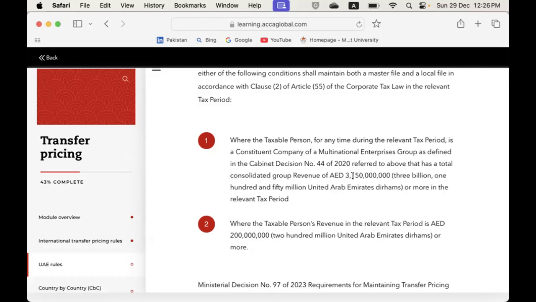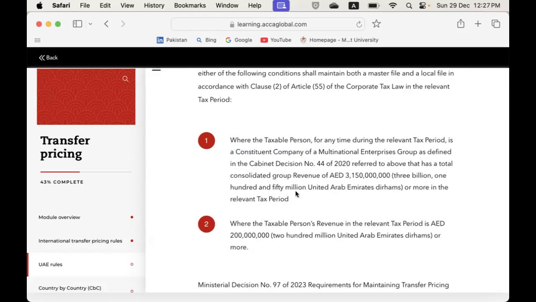750 million euros or more in the relevant tax period. But please remember, constituent company in title case means that company which is defined under the BEPS Pillar 2 framework of a multinational enterprise. This is that multinational enterprise which is earning 750 million euros or more.